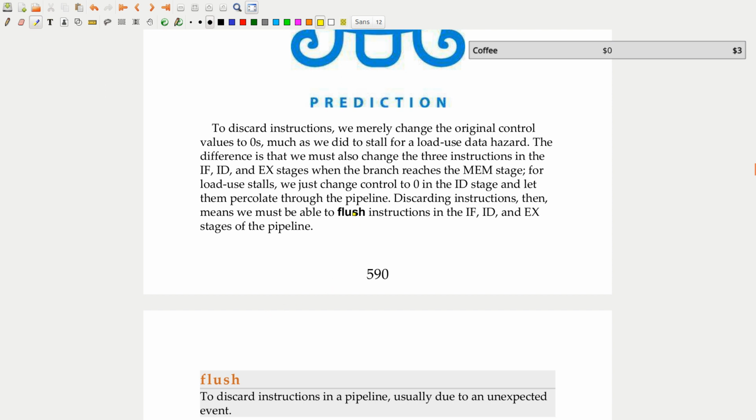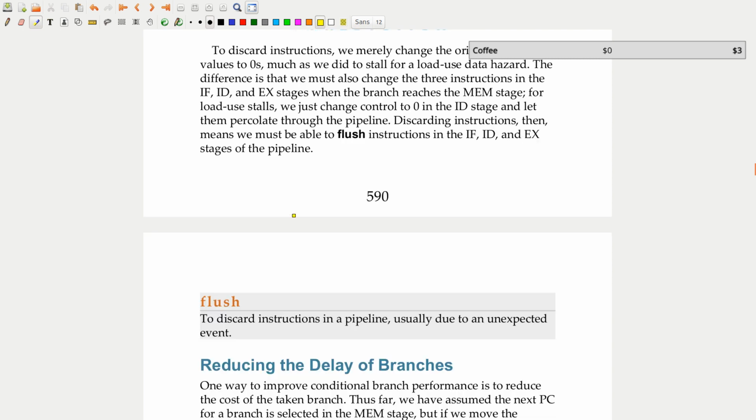So what do we need to do? In case we predict incorrectly, we have to take the instructions we've executed so far and flush them. And what do we mean by flush? It means we need to discard instructions in the pipeline, usually due to an unexpected event. In this case, we need to be able to flush instruction fetch, instruction decode, and execute, because we know that after the 3rd clock cycle, after a branch instruction, the branch will have resolved and we will know if it's a branch taken or a branch not taken.